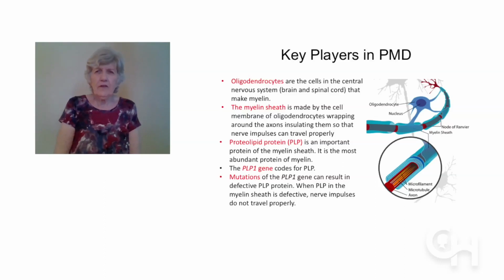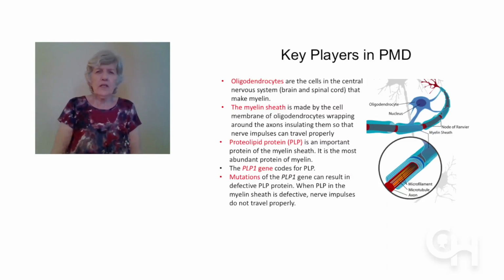This is a brief introduction to the key players in PMD. Here, indicated in red, the diagram shows an oligodendrocyte cell in blue, wrapping its cell membrane around the axon of a nerve cell in red to make the myelin sheath, which insulates the axons so that the nerve impulses travel properly, similar to the function of insulation on electrical wires.